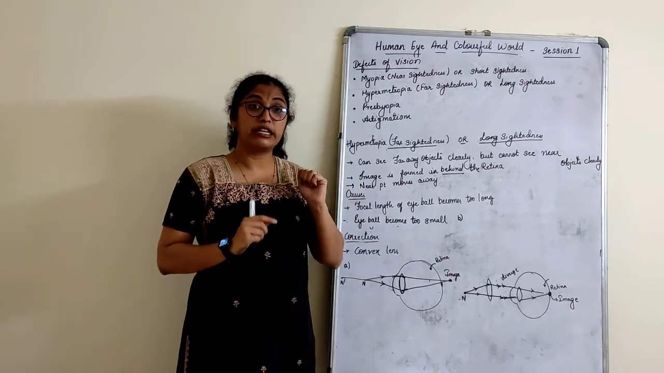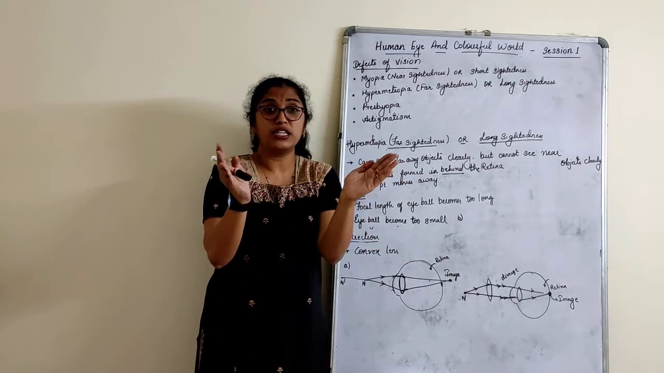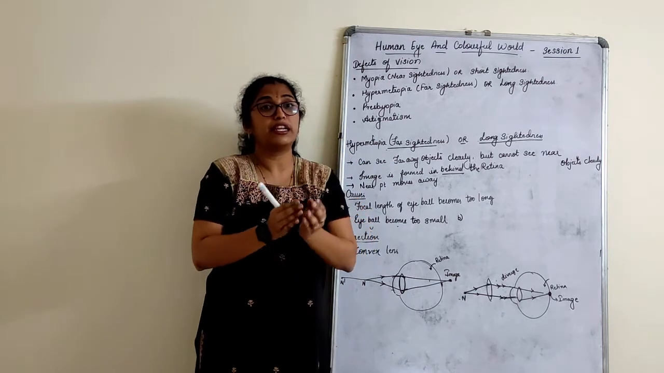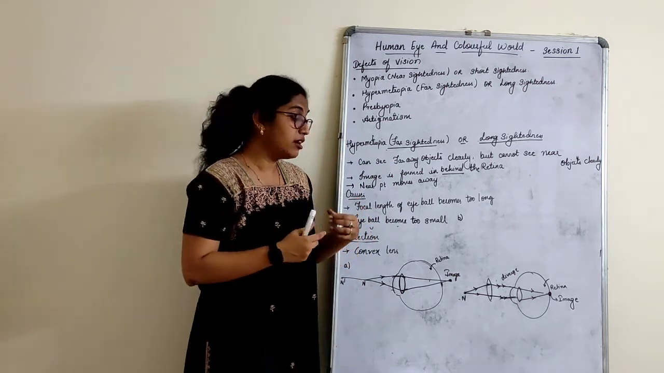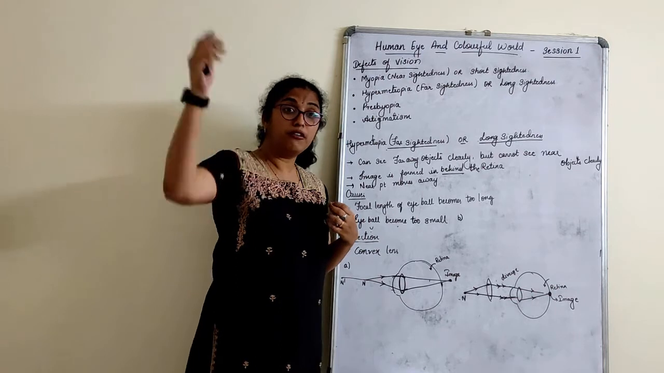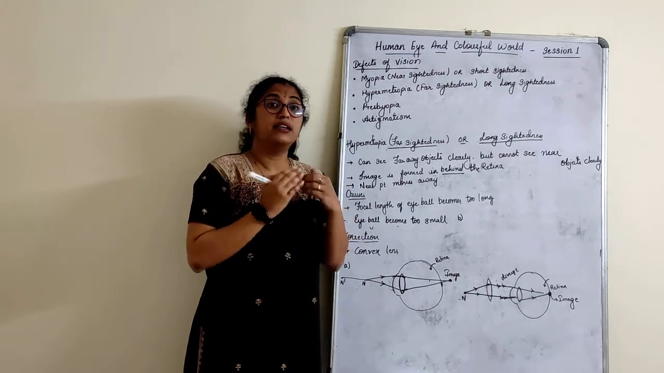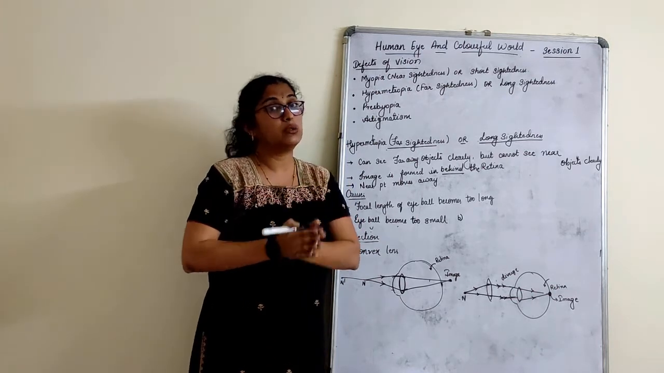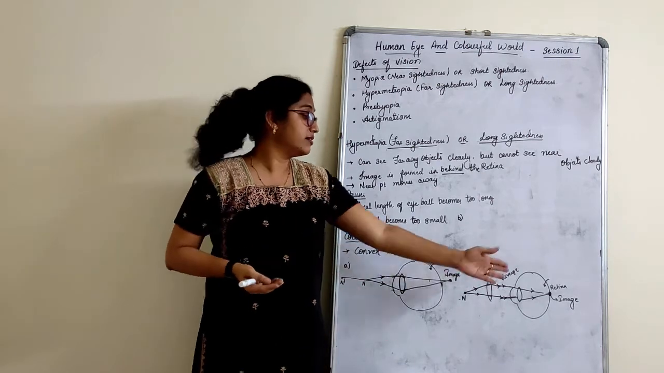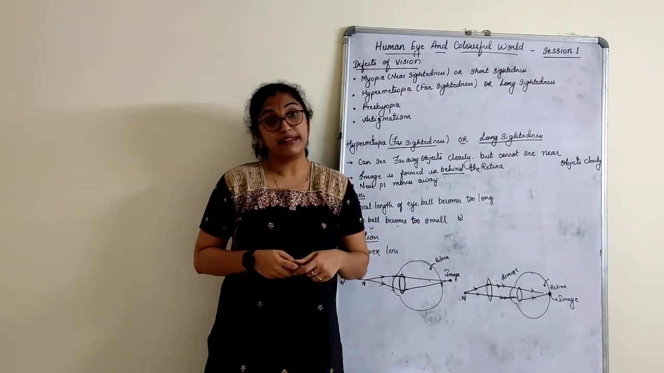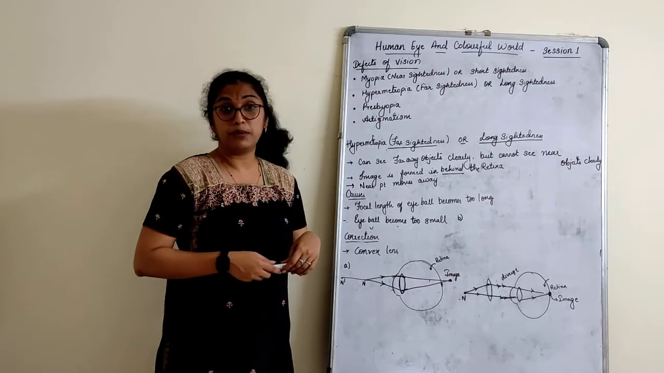We used concave for myopia because we wanted to diverge the light and then converge it and bring it onto the retina. Here, because the image is going beyond the retina, we want to pull it back. So we first converge it using the convex lens, and further it focuses on the retina. So this is for hypermetropia.